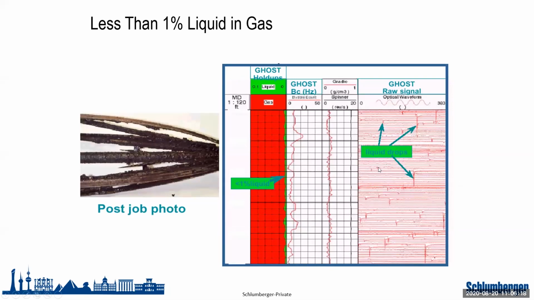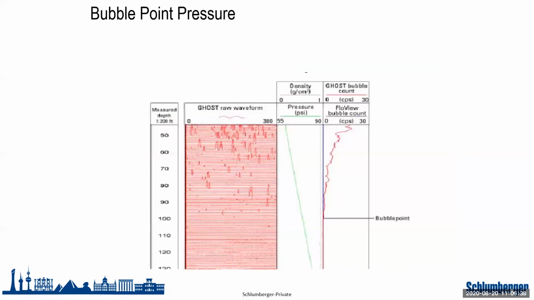Okay, this is the raw signal of my optical tool, and I see in the waveform the points at which liquid drops start hitting the probe. Yeah. In Iraq, at the time of the war, they lost a lot of information, and they needed to have some estimation of the bubble point of the wells.